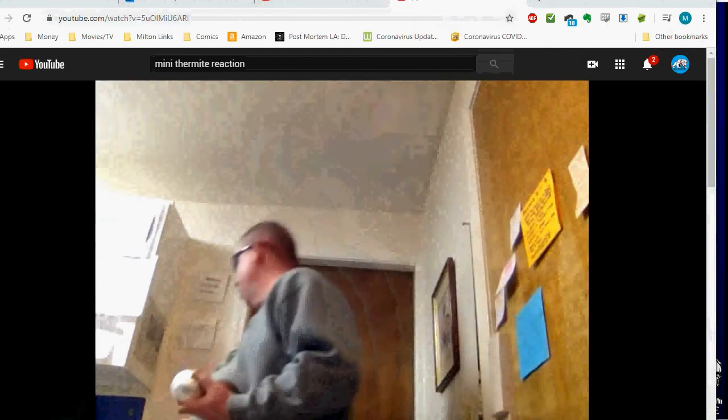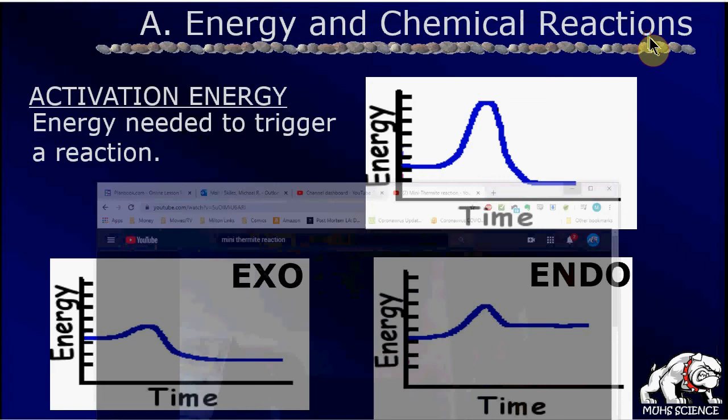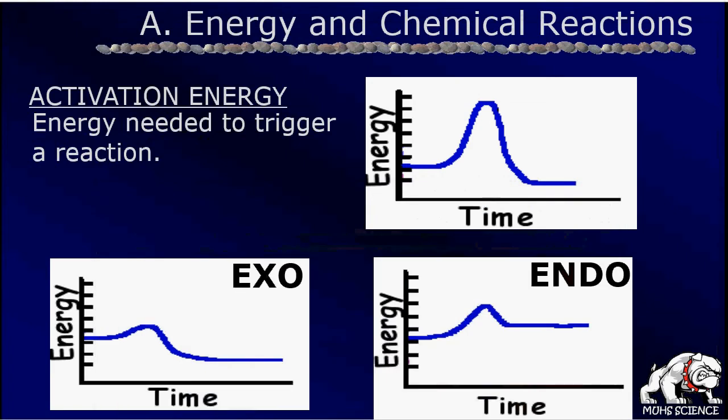So, I'm going to turn off the lights and see. Alrighty. So that is your reaction there of mini thermite. A lot more dramatic in person, but it is what it is. And again, that reaction doesn't happen unless there's some activation to it. And so that would be representative of this first graph right here. You're going to have a lot of energy, the two ball bearings colliding together to generate enough heat to actually kick that reaction off.